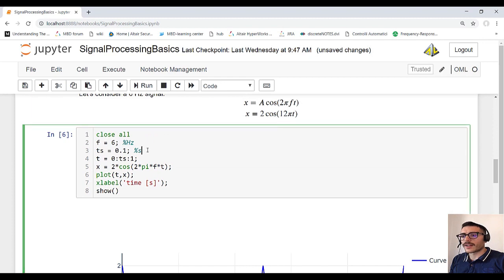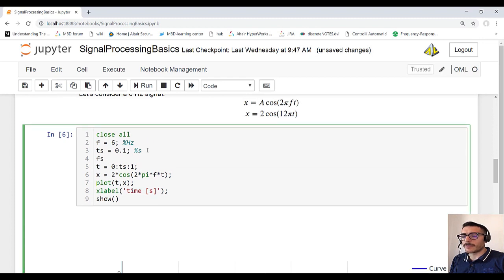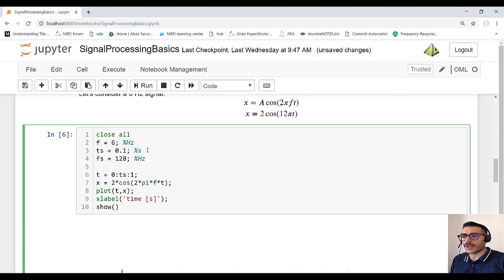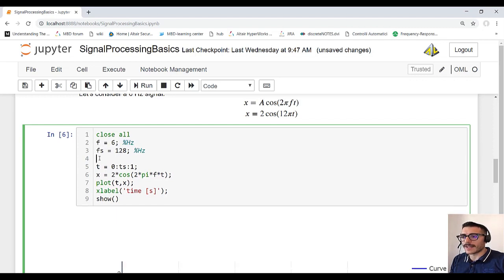What we've done so far could have also been done with the sampling frequency, and we'll do it here. So I'm going to define the sampling frequency. As a first choice, I will set it to 128 Hz. With the sampling frequency, I can use the formula I showed you before to compute the sampling time. And the rest is the same as before, so I can just run the script and get the plot again.